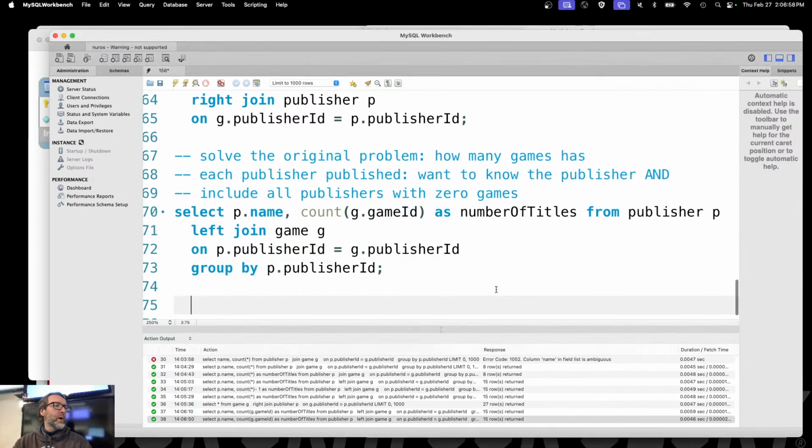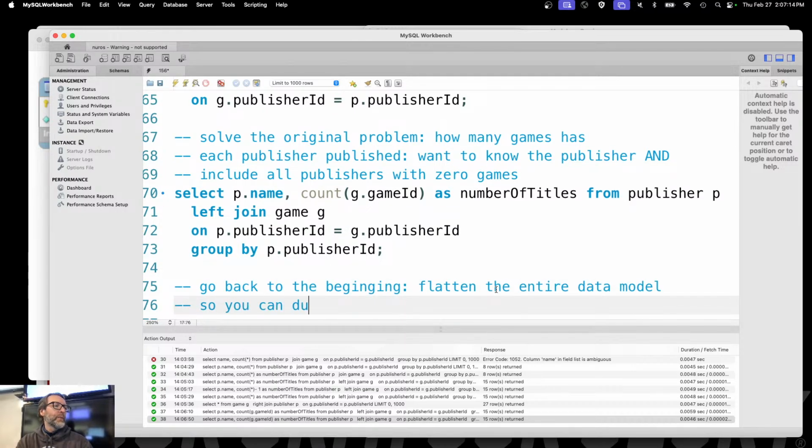And let's go ahead and do one last thing, and then we'll go into some more exercises, as much as you want. You can think of some exercises too. Let's go ahead and go back to the beginning. Flatten the entire data model, so you can dump it to a CSV.